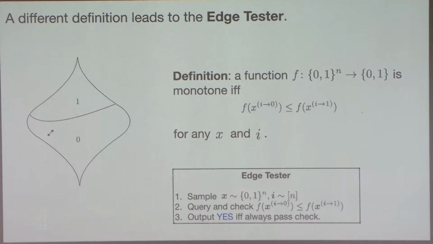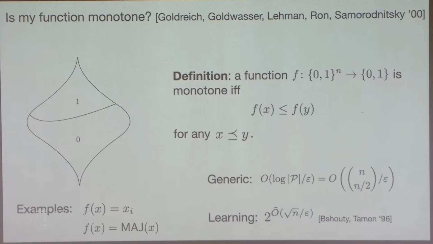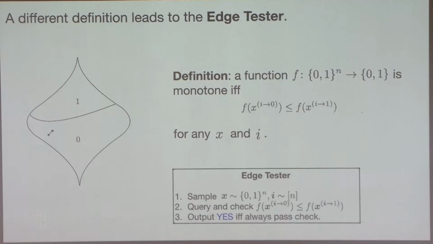But similarly, you can also define another definition for what it means for a function to be monotone. This definition is equally good as the definition on the previous slide, but it leads to a natural test. The original paper of Goldreich, Goldwasser, Lehman, Ron, and Samorodnitsky shows that this test will give you an efficient tester for monotonicity. So what is the definition?